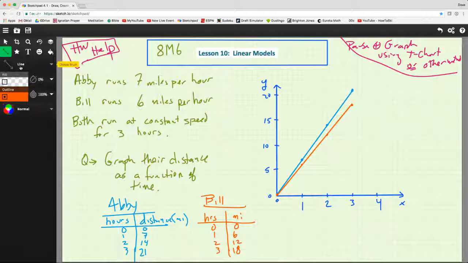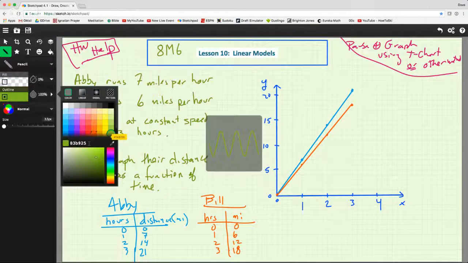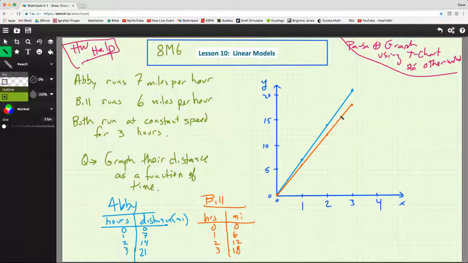And so what can we see? We can see that Abby at any point in time is always a little bit ahead. So if we look at 2.5 hours, she's ahead. She'll always be ahead of Bill if she runs a constant speed and runs faster. After 3 hours, she's 3 miles ahead. After 2 hours, she's 2 miles ahead. After 1 hour, she's 1 mile ahead.